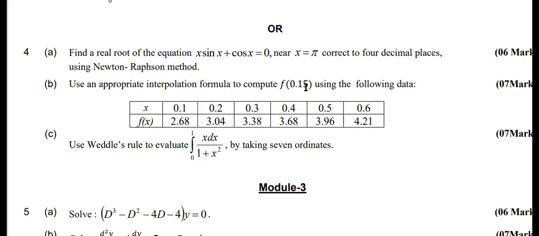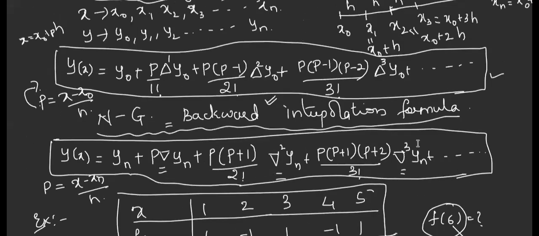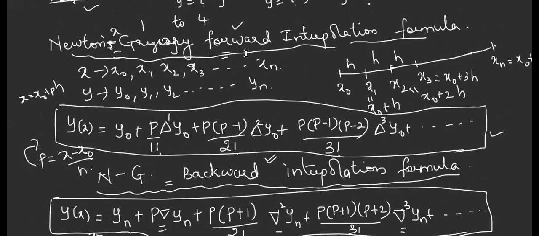0.15 is between which two values? First half. Yeah, first half. The value is between 0.1 and 0.2, isn't it? So if the value lies in the first half, do we have to use forward or backward? Forward. Okay. So last time we have seen the Newton-Gregory forward interpolation formula.